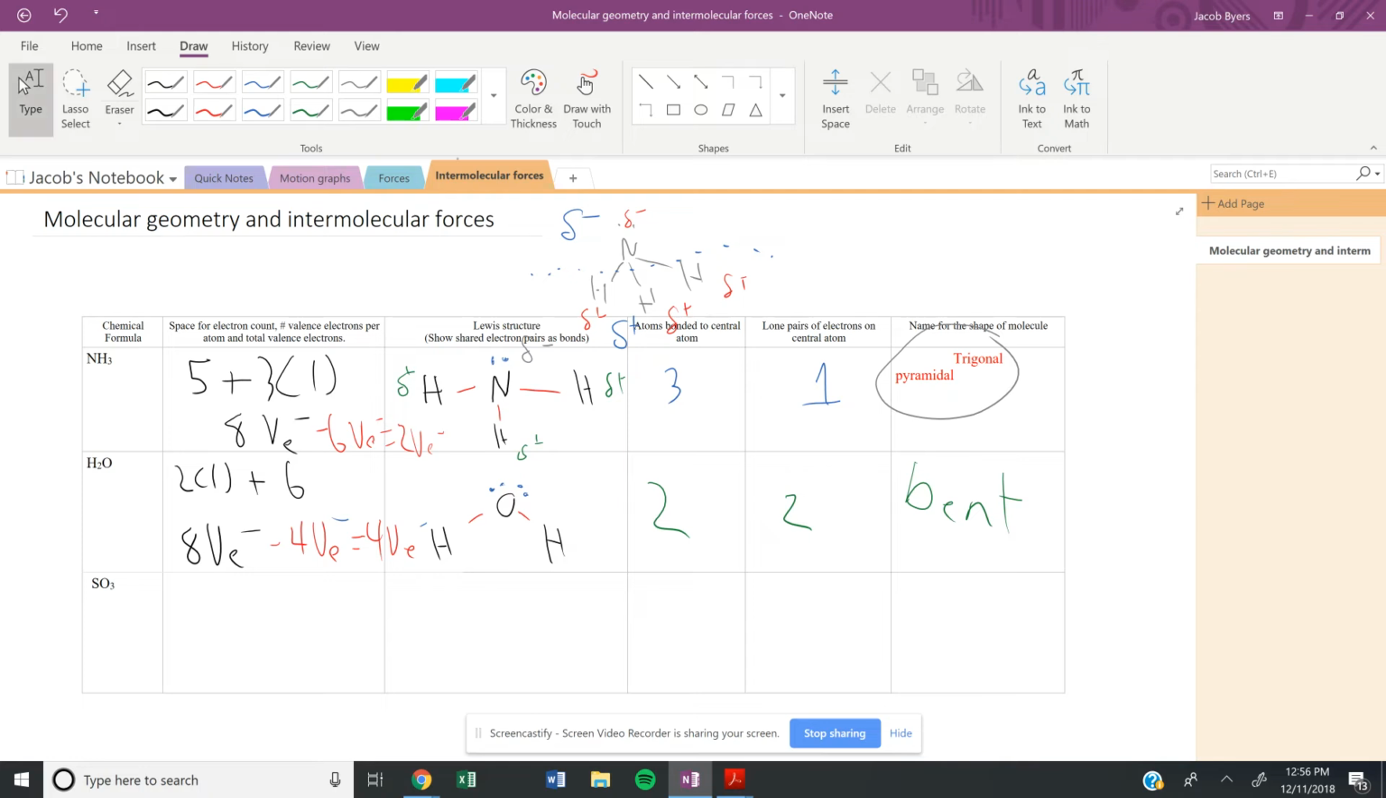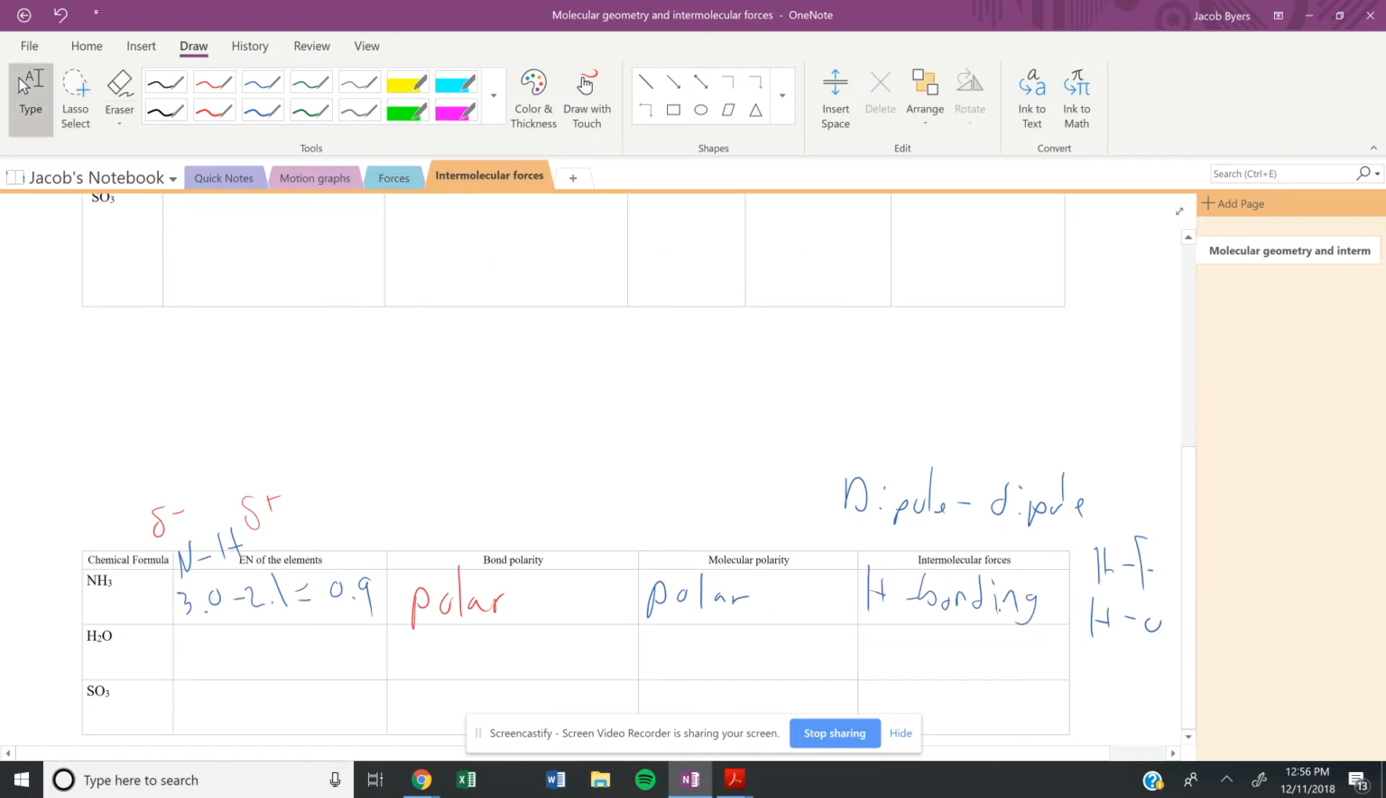We're going to go ahead and do the polarity now. Okay. Oxygen and hydrogen. Okay, oxygen's 3.5. Hydrogen's still 2.1, giving us a difference of 1.4, which we can look back and see that that is indeed polar. Okay? The oxygen is going to attract those electrons more than those hydrogens will in that bond.